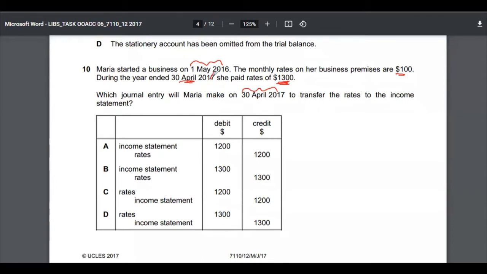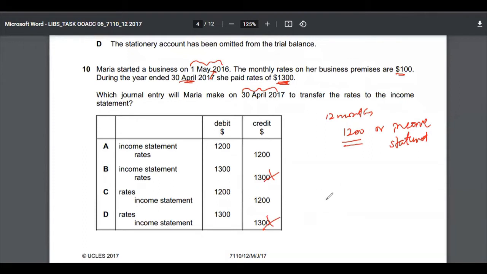So this is a whole financial year. If you look at the dates, this is a whole financial year of 12 months, and the expense should actually be $1,200. That's what should be recorded in the books, or more specifically in the income statement. So $1,200 should be recorded in the income statement, so you can ignore the answers with $1,300.